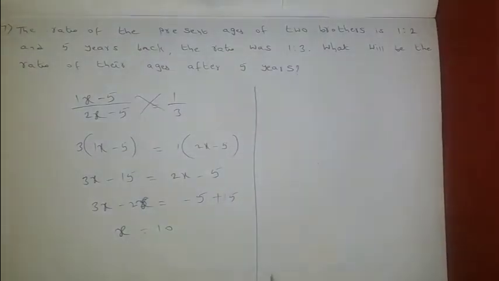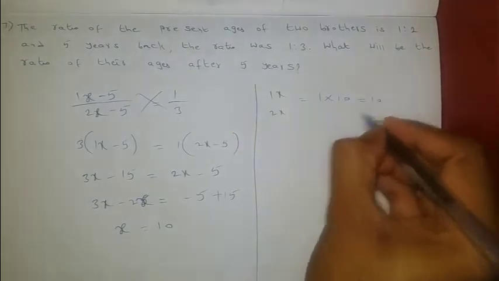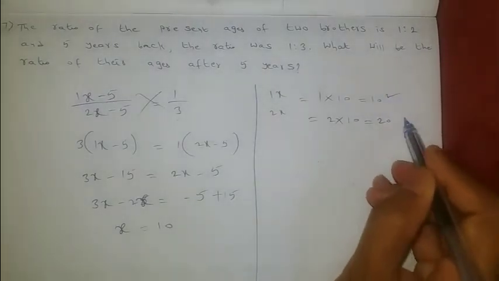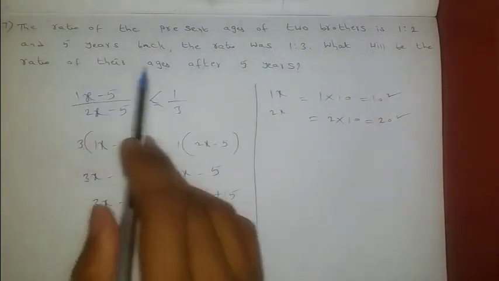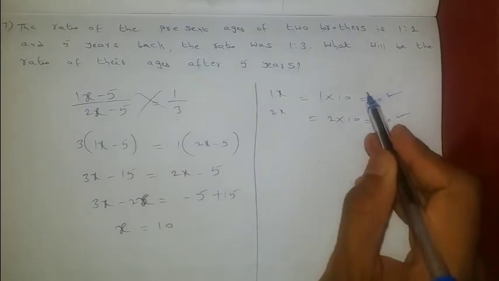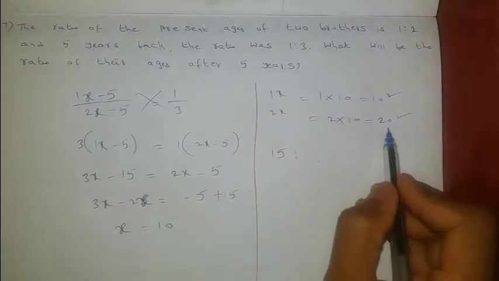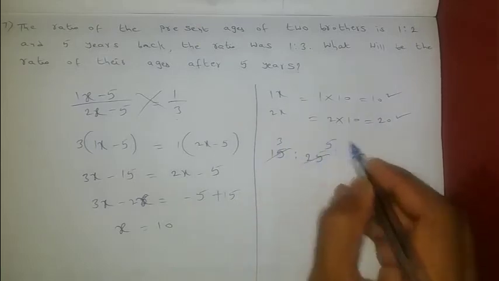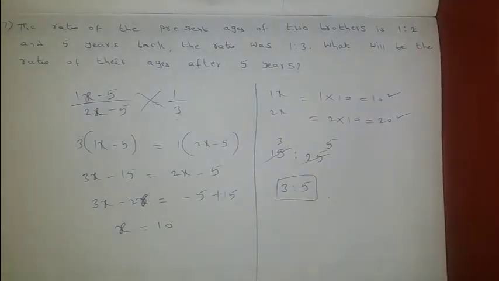That is nothing but we have 1x and 2x. So 1 into 10, that is 10 years, and 2 into 10, that is 20 years. One brother's age is 10 years and one brother's age is 20 years. Then what will be the ratio of their ages after 5 years? The present age of one boy is 10 years, so after 5 years it will become 15. One boy's present age is 20 and after 5 years it will become 25. So we will get 5 threes are, 5 fives are. So the ratio is 3:5.